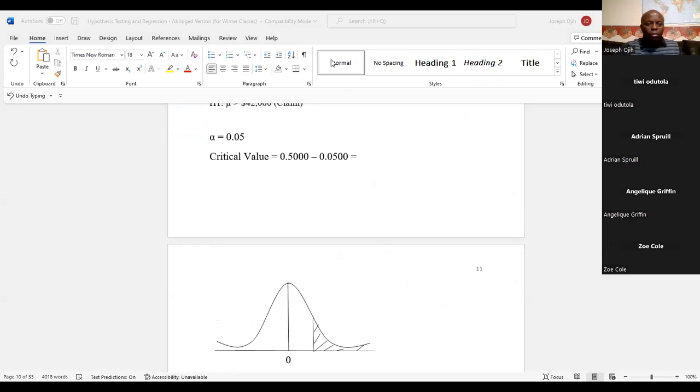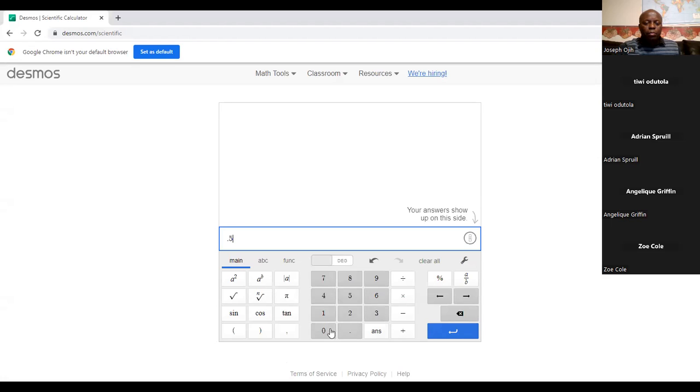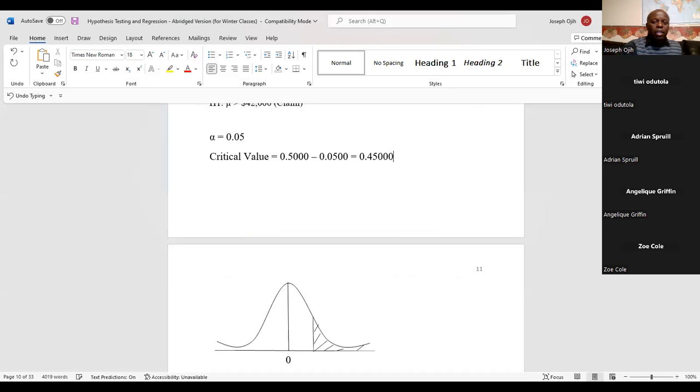We need a calculator. Okay, Desmos. It's right here. Say 0.5 minus 0.05 gives 0.45. So we go and put it in, 0.4500. Now, this is what we know.